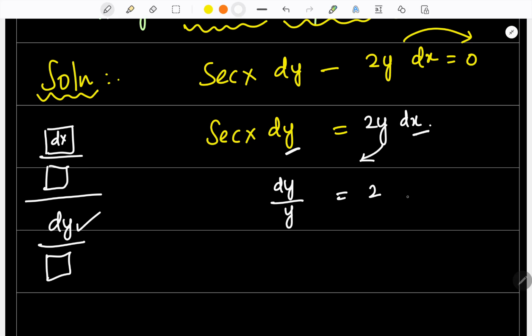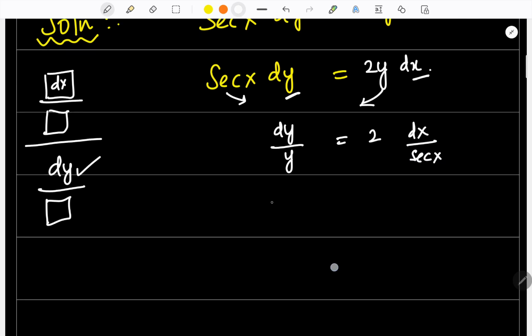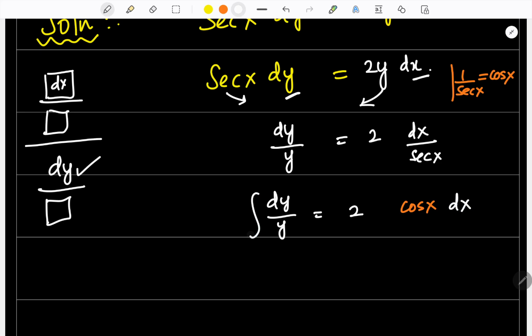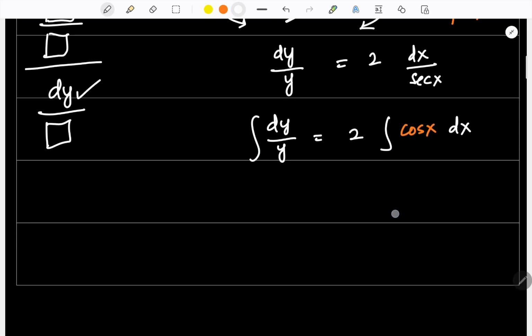Don't move the constant. Keep the constant always in the same place. dx, secant x is multiplying here, I am bringing this down. So dy divided by y equals 2, and 1 divided by secant x. 1 by secant x is equal to what? Cosine x. So this equals 2 cosine x dx. So now we are going to integrate this.